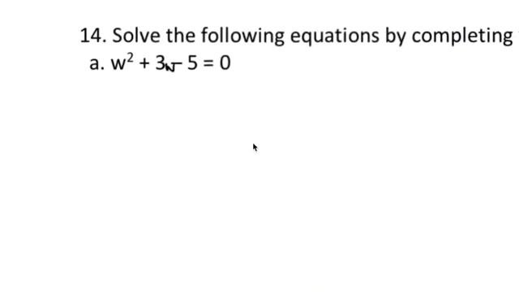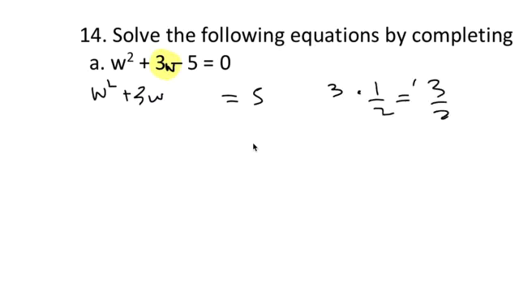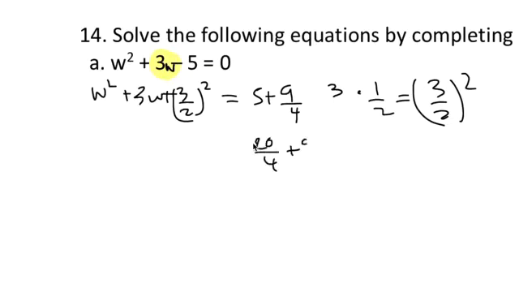Completing the square. Okay, this is a W I forgot to type in. So W squared plus 3W equals 5. So 3 times 1/2 is 3 over 2. Square it. Add 9 over 4, which is 20 over 4 plus 9 over 4. So it's 29 over 4.